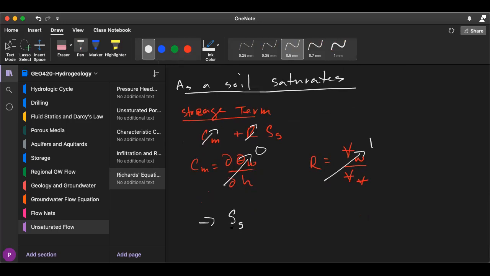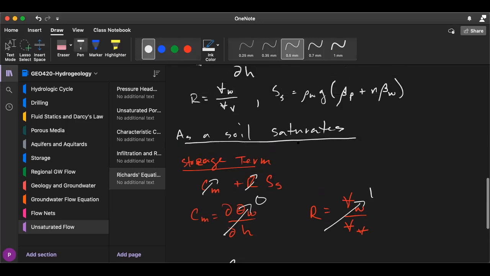This is fantastic news. This is reducing to the exact same storage term we had for our fully saturated aquifer equation. So when we reach saturation, the storage term of Richards goes to the fully saturated equation automatically. That's great news.